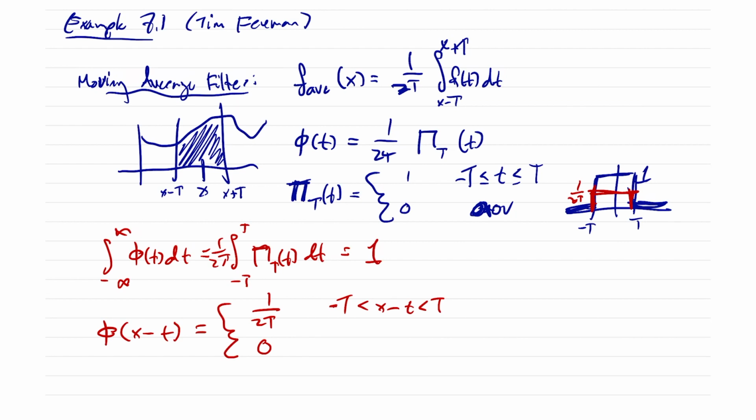And we want to think of this as a function of little t. So we're going to think of these bounds as x minus t less than t less than x plus t. So we're going to kill that, and all of the other values are just going to be 0.